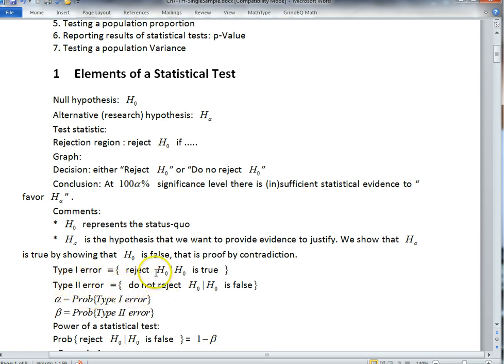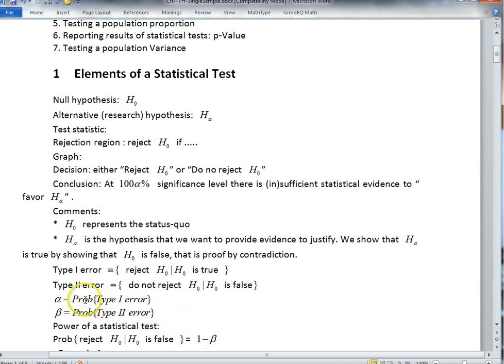Okay, and these have probabilities of occurring, which depend on my data, its sample, how large it is. Alpha is called the probability of type 1 error, and beta is called the probability of type 2 error.